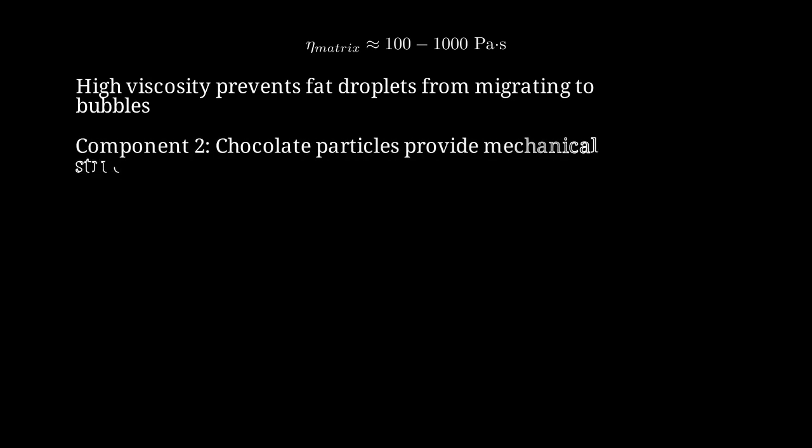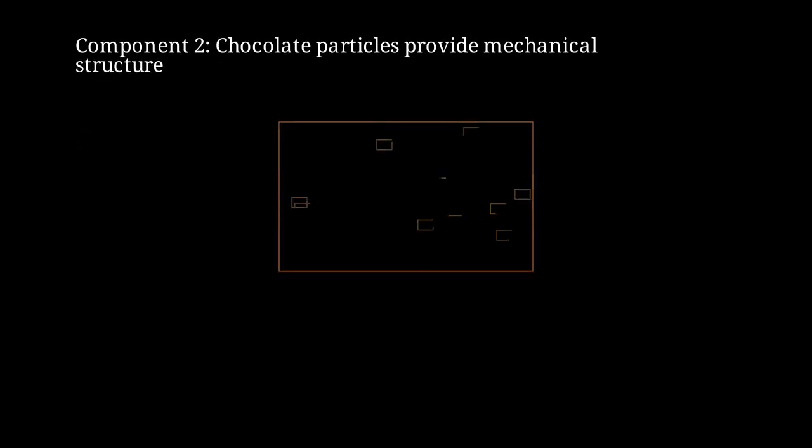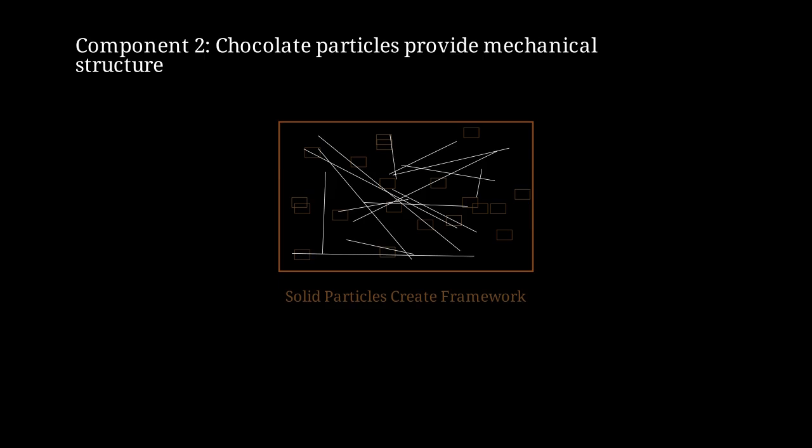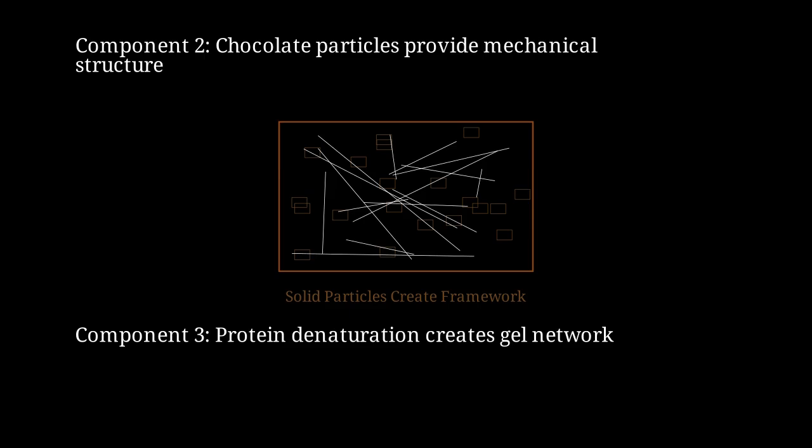Second, the chocolate particles themselves. Cocoa powder and chocolate contain solid particles that create mechanical reinforcement. These solid particles create a framework, almost like the steel beams in a building. They provide mechanical strength that helps support the structure during and after baking. Third, protein denaturation. As the soufflé bakes, the egg proteins denature and form a gel network that locks everything in place.